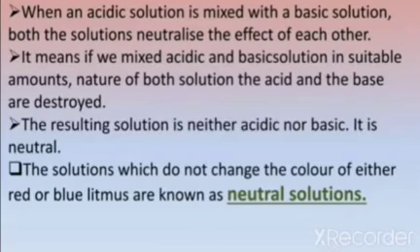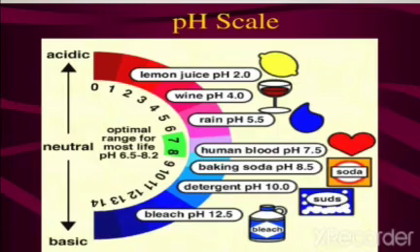Now we'll talk about neutral substances. What are neutral substances? When an acidic solution is mixed with a basic solution, they neutralize the effect of each other, and hence neutral solutions are formed. Is it okay? The new solution formed is neither acidic nor basic in nature. So it is a neutral solution.